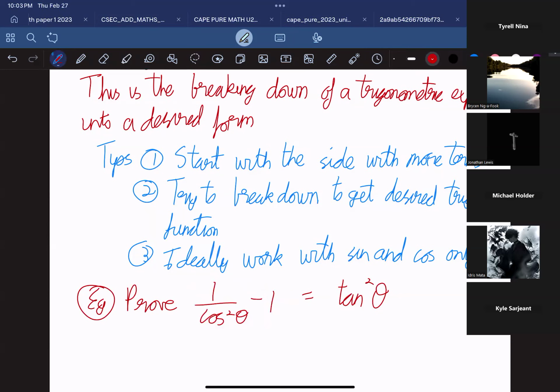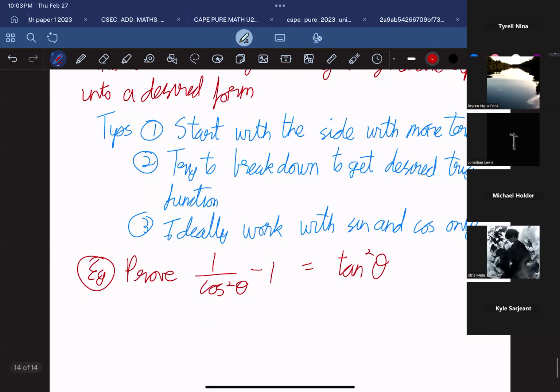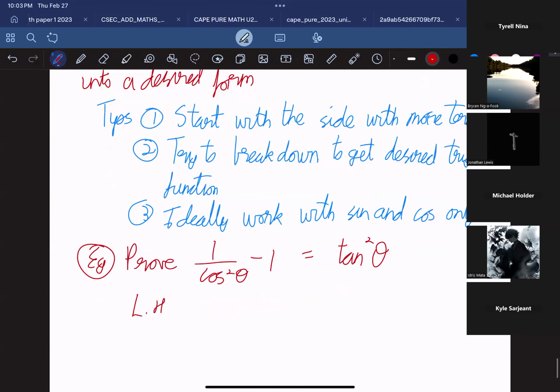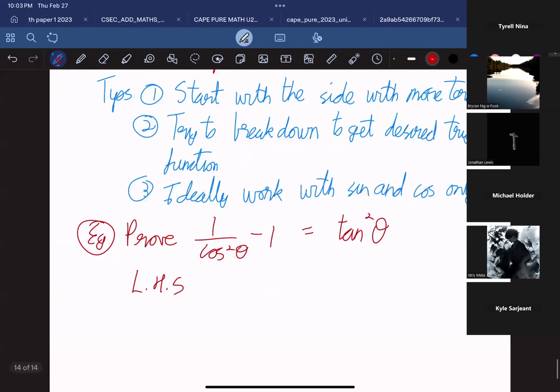So how do we approach something like this, right? I start with my left hand side. Why am I starting with my left hand side? Because it has more terms, right? So I have 1 over cos squared theta minus 1, right?